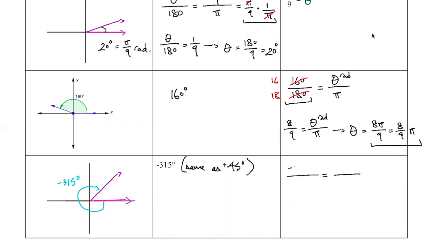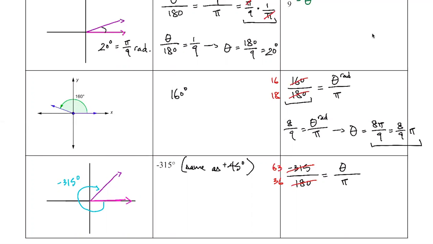I've got negative 315 over 180 equals my theta radians over pi. Okay. So some of us, again, might be really good at the mental math here, but just to talk through some steps in terms of reducing, I think a good number to divide everything by might be 5. So if I divide 315 by 5, I'll get 63. If I divide 180 by 5, I'll get 36. But I think I can reduce that more. What number goes into 63 and 36?